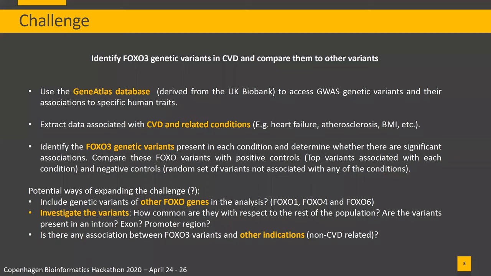In order to pose this challenge to you, I would like you to use the Gene Atlas database, which is derived from the UK Biobank, to access previously performed genome-wide association studies on this massive data set. The idea would be to extract the data associated with cardiovascular disease and related conditions such as heart failure, atherosclerosis, and so on, and identify the FOXO3 genetic variants that are present in each of those conditions, compare them to the top variants associated with that particular disease or condition, and then of course include some negative controls.